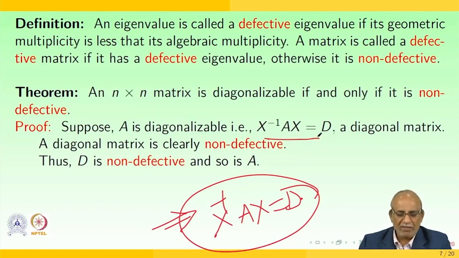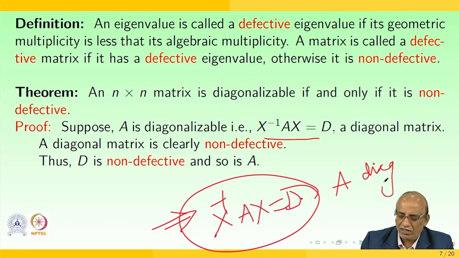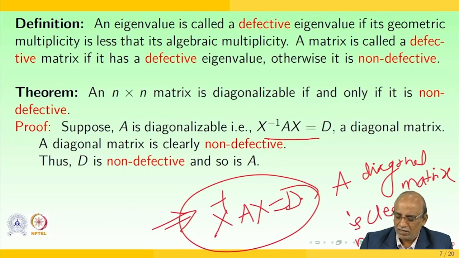A diagonal matrix is clearly non-defective. Thus, D is a non-defective matrix and so is the matrix A. That means, if you have a diagonalizable matrix, there exists a matrix X not equal to 0 such that X inverse AX is equal to D, a diagonal matrix. So, a diagonal matrix is clearly a non-defective matrix and it can be diagonalized.